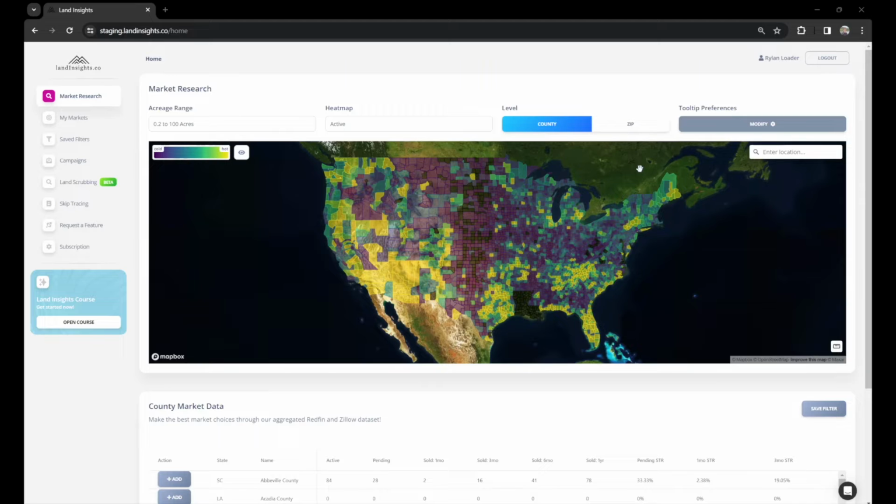Georgia is a cheaper state. It's cheaper to get big acreage out here, and people are moving there. It's in quite high demand. And my acreage range that I want to be targeting is 5 to 10,000 acres because this is capturing the demand in the bigger acreage section of Land Insights. So let's jump into it by first setting up our tooltip preferences.